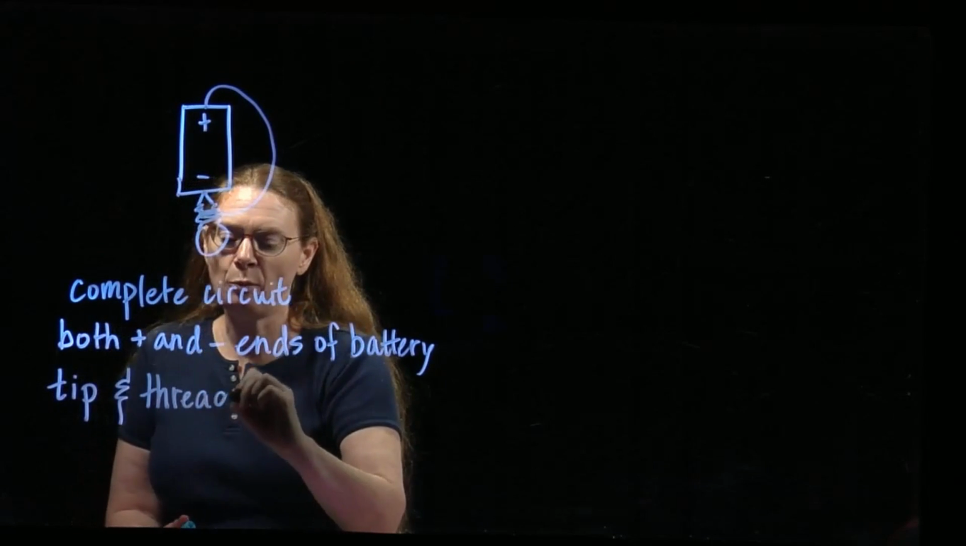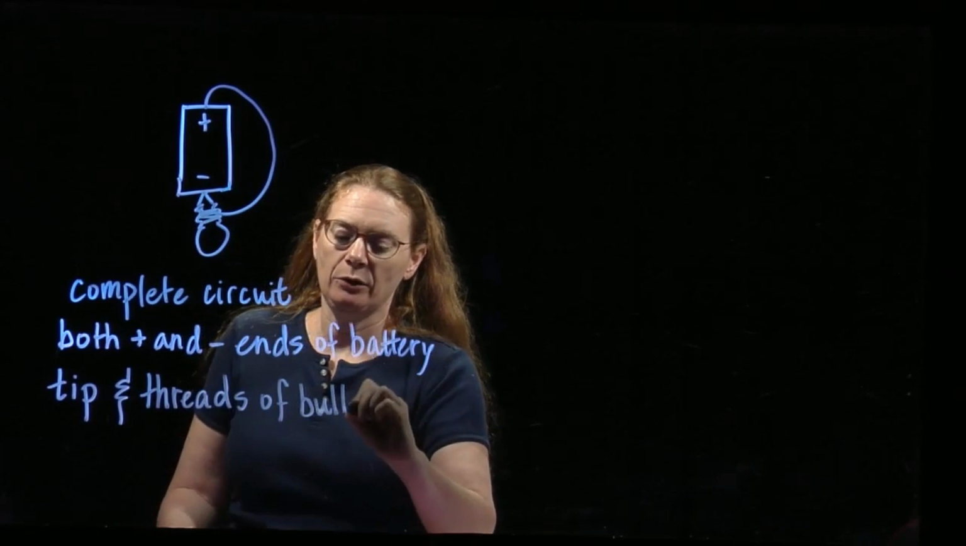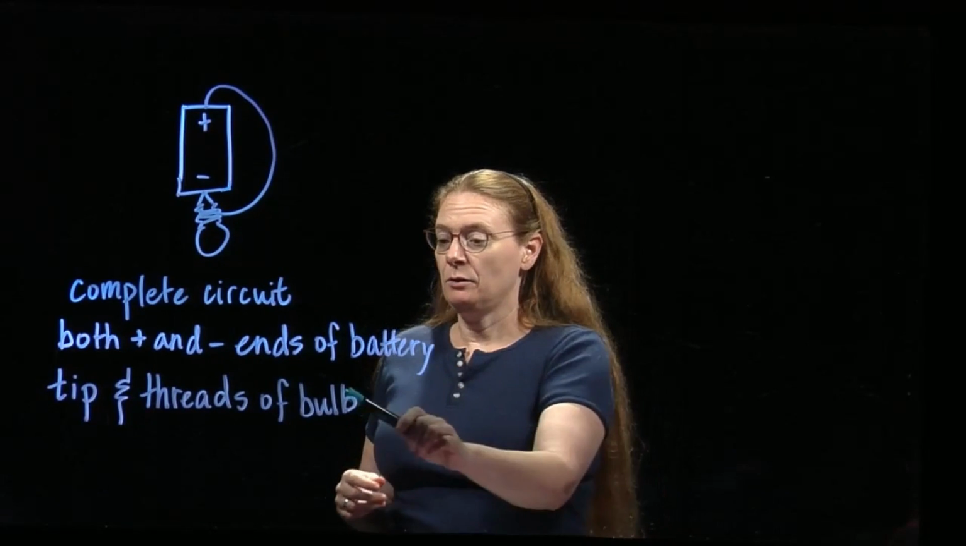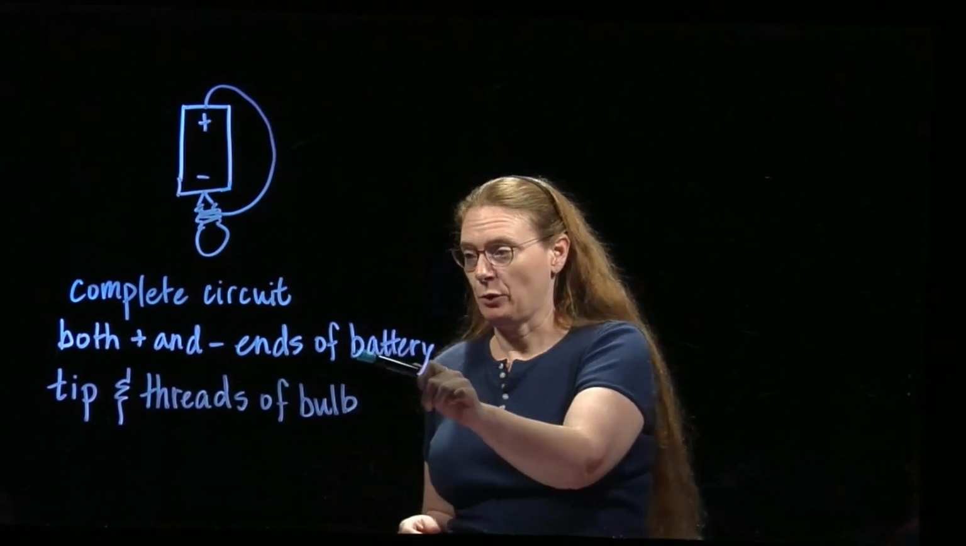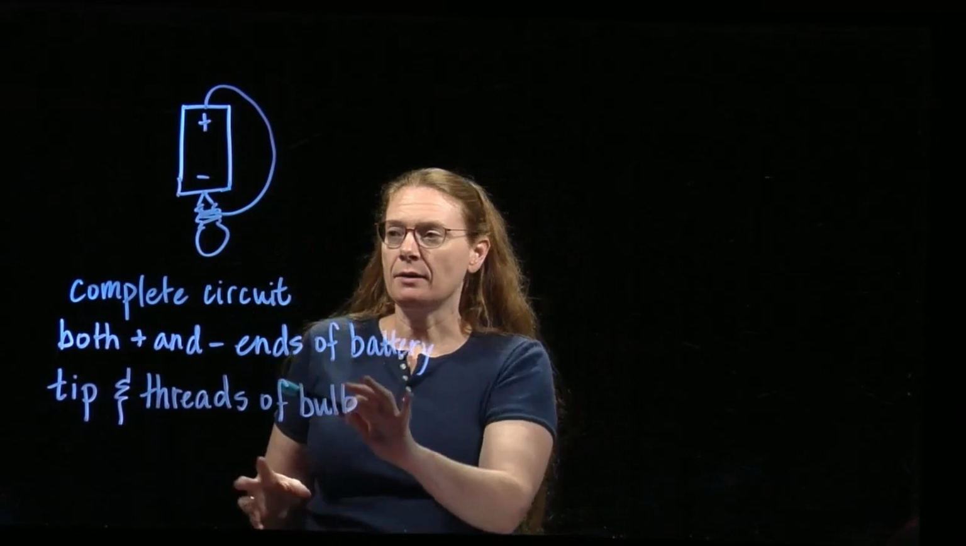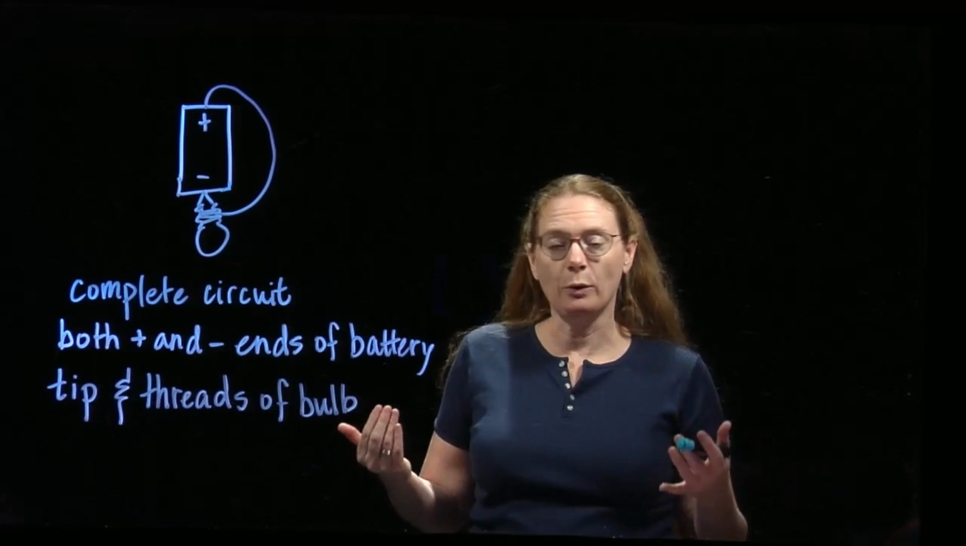We used 2 parts of the bulb. Now you can go back and check that with the others, they either didn't use both the tips and the threads, or they didn't use both positive and negative ends, or they weren't a complete circuit. So these are the ideas related to what we need to make a bulb light with a battery and some wire.